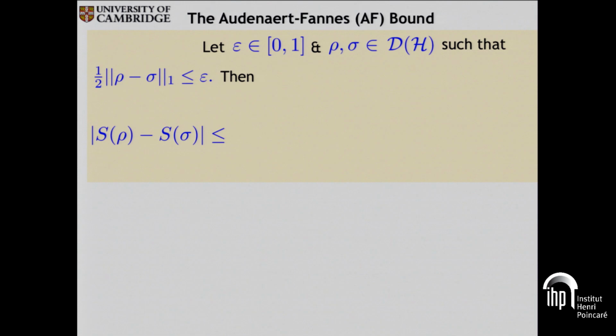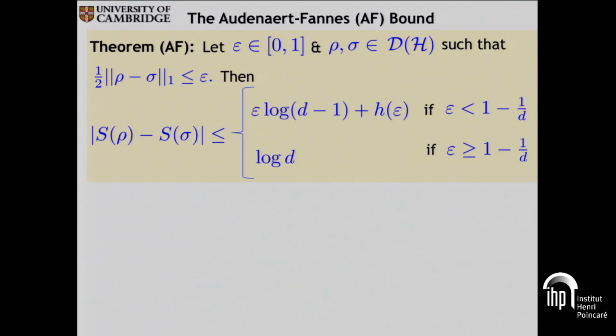Now the bound for this is called the Audenaert-Fannes bound. It was first bounded by Fannes and then strengthened by Audenaert, and I'll use the acronym AF for it. And this is the bound: if epsilon is less than 1 minus 1 over d, then this bound is satisfied, where h is the binary entropy. And if epsilon is greater than 1 minus 1 over d, then it's just log d.